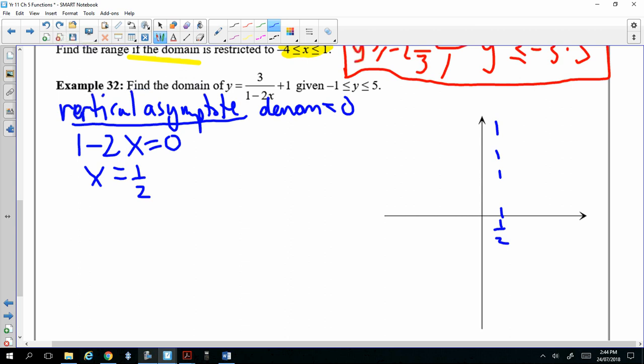Let me draw this again. Okay, we've got half here. And how do you find a horizontal asymptote? That's when the graph has been shifted up 1 unit. So the horizontal asymptote is y equal to 1.